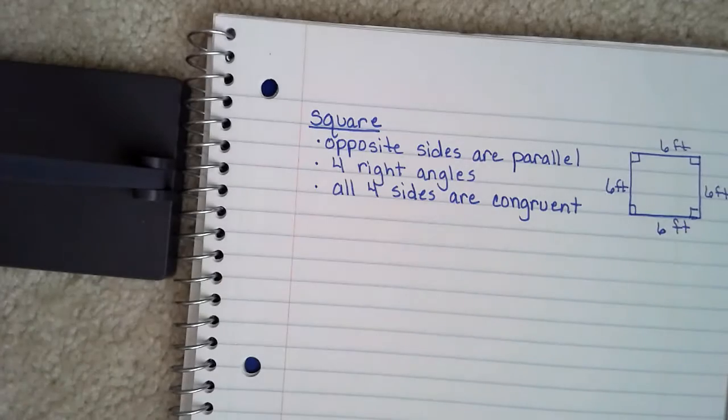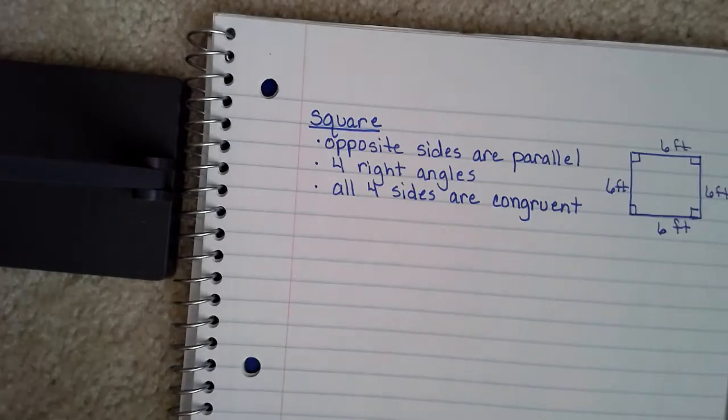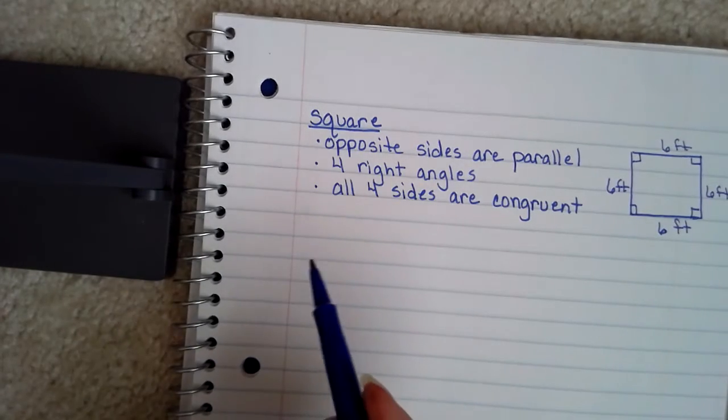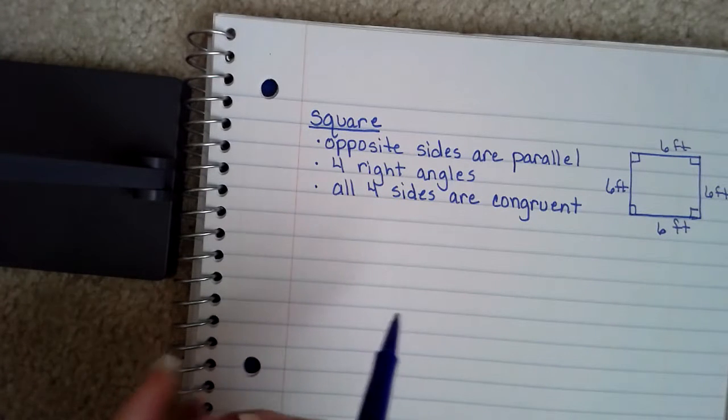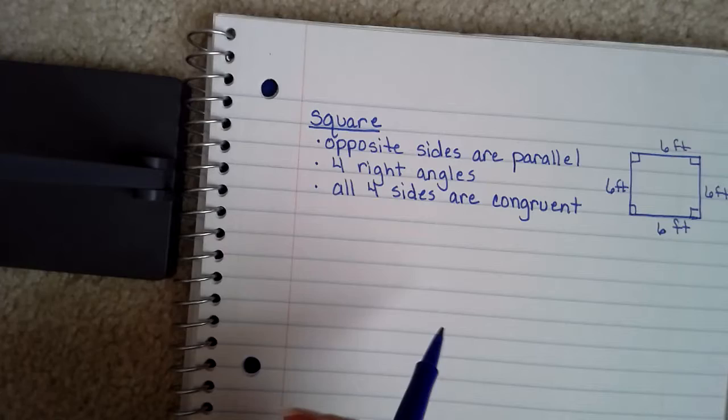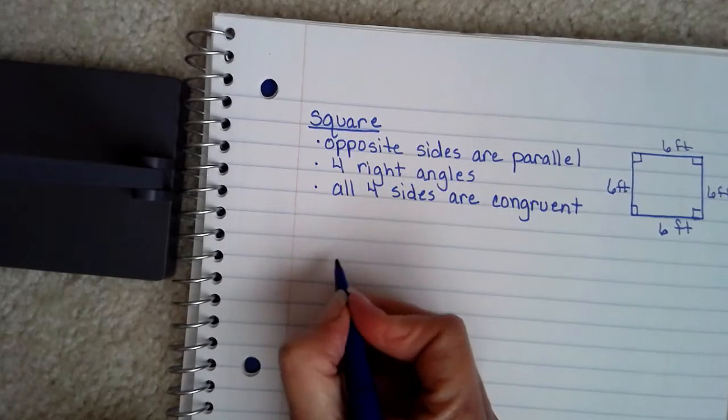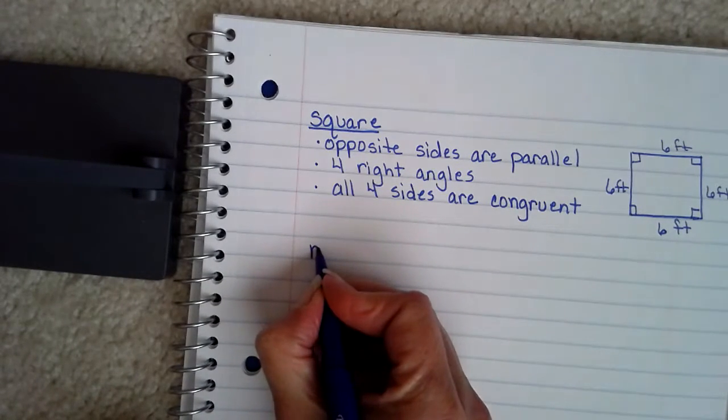Now, a square is also a parallelogram because it meets all the needs of a parallelogram, and it's also a rectangle because it just happens to be a very special rectangle or a very special parallelogram. All right, let's look at a different one. Let's look at a rhombus.